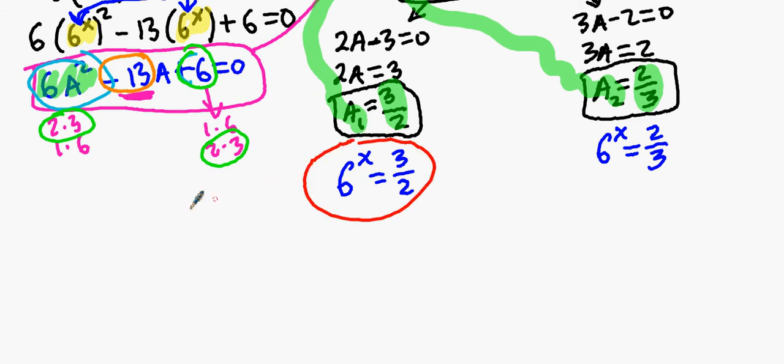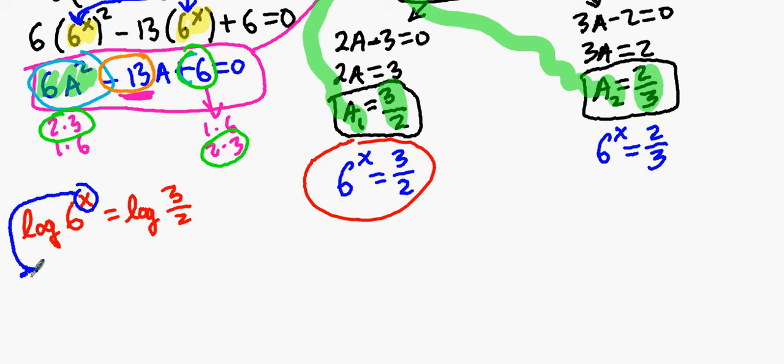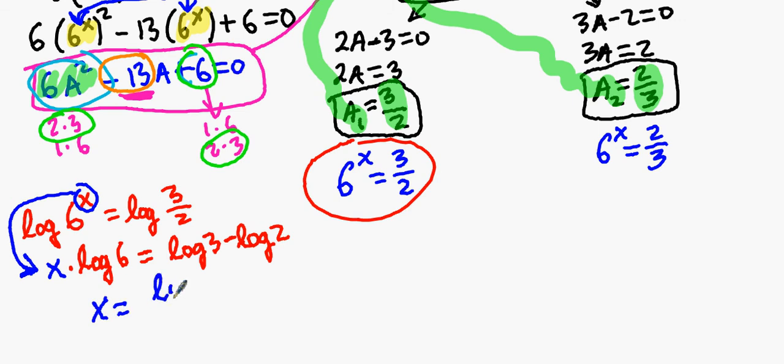So for this equation right here, I'm going to say that log of 6 to the power of x equals log of 3/2. Using properties of logs, we can take that exponent and bring it up front. So that way x times log 6 equals log 3/2. Now, we can again use properties of logs and rewrite log of 3/2 as log 3 minus log 2. And now we need to divide by log 6. So one of our answers is going to be x equals log 3 minus log 2 divided by log 6. Okay, so that would be one of the answers.